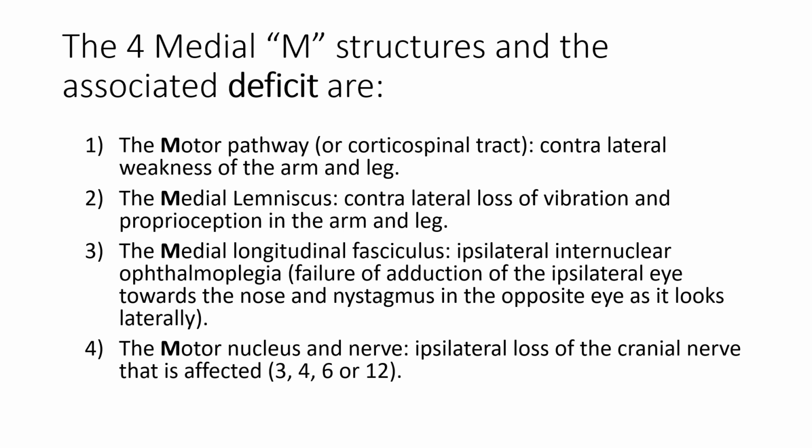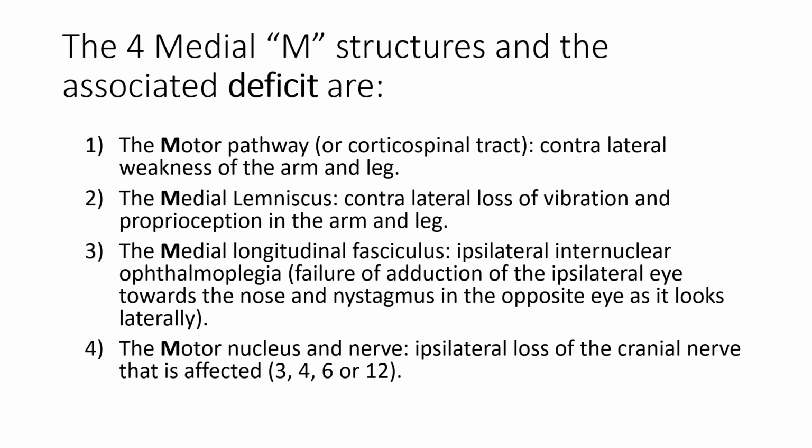Classic stroke symptoms. Medial lemniscus. So remember, medial lemniscus is going to be spinothalamic and dorsal columns. So medial lemniscus, contralateral loss of vibration and proprioception of the arm and leg. Medial longitudinal fasciculus. So this is the ipsilateral internuclear ophthalmoplegia.